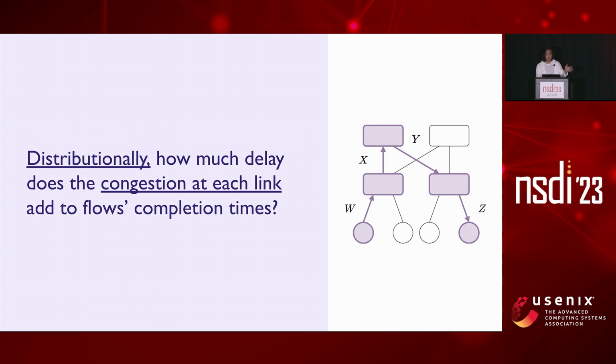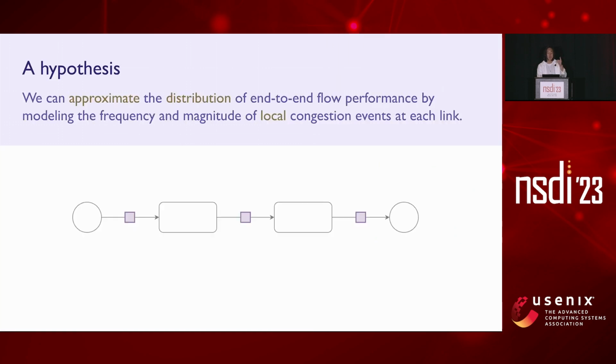So consider a flow traversing a path. We think of the congestion at each link along the path as contributing some amount of delay, where each delay is drawn from a distribution we get from an independent simulation. Then to get an end-to-end distribution, we combine the delays. So, a hypothesis: let's model the frequency and magnitude of local congestion events at each link. We'll try a very simple case.